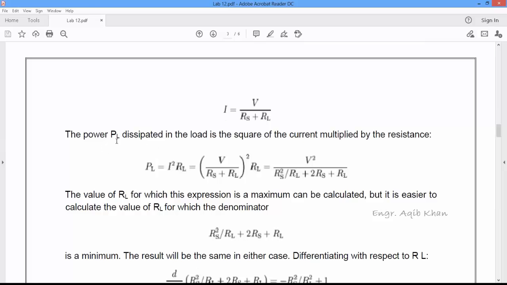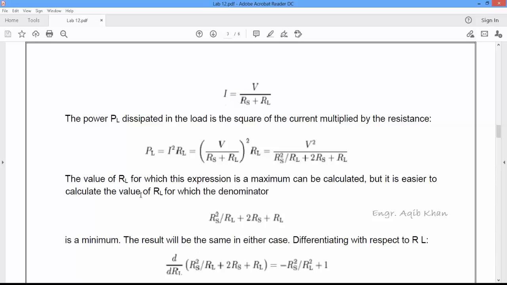The power PL dissipated in the load is the square of the current multiplied by the resistance. PL is equal to I square RL. I equal to V by Rs plus RL, square, into RL. The final equation is V square RL by (Rs plus RL) square, that is V square by Rs square by RL plus 2Rs plus RL.